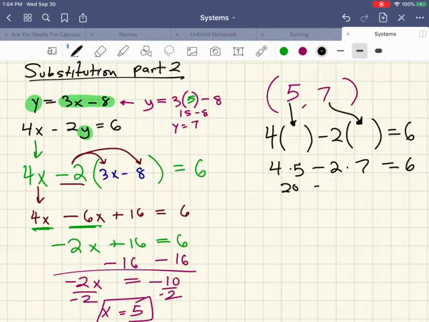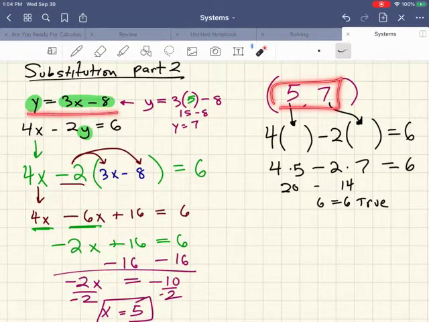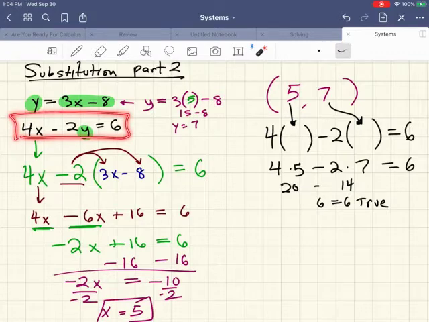I know this is 20. That's 14. I end up with 6 equals 6, and I know that is true. So I got the point (5, 7) using the first equation, and I confirmed that it made the second equation true, which confirms that this is the solution.